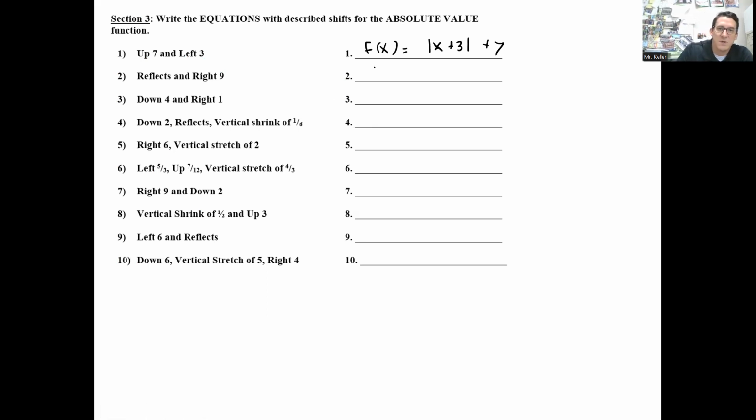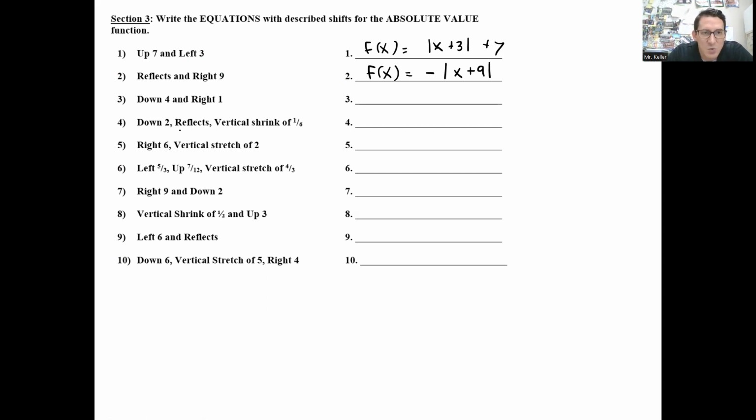That's what we do. So f of x reflects. That's the same thing as saying flip. So it's going to be a negative in the front. I have the absolute value. Right 9 is going to be a +9 inside the absolute value. So again, horizontals are added, subtracted inside, and it's opposite. And then vertical transformations are up and down.